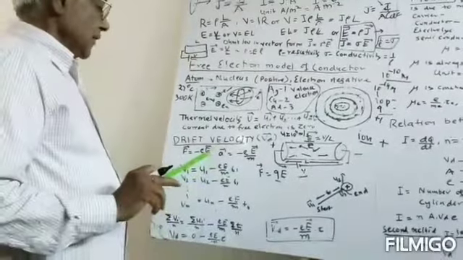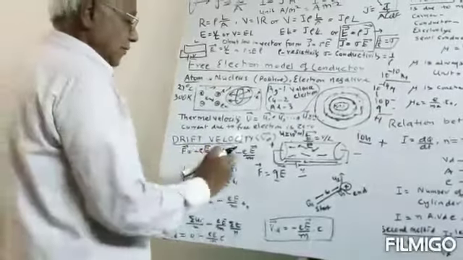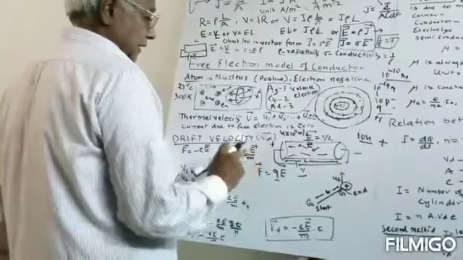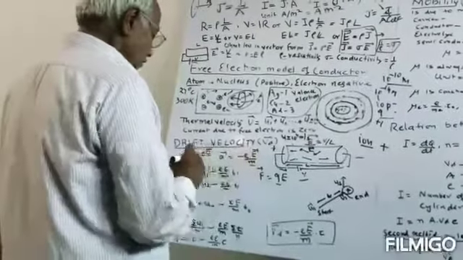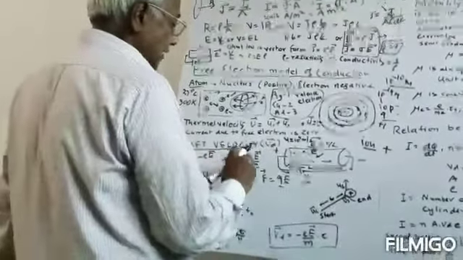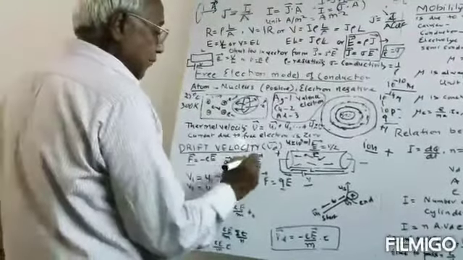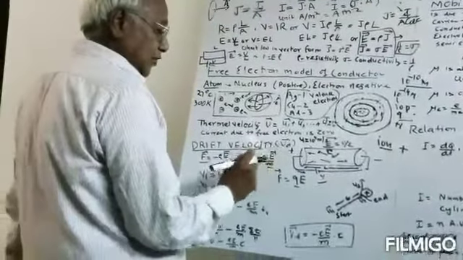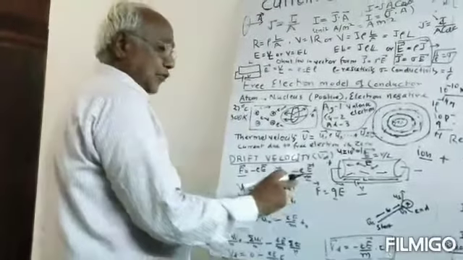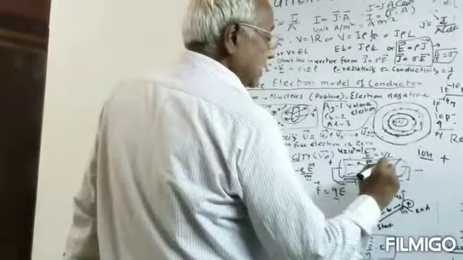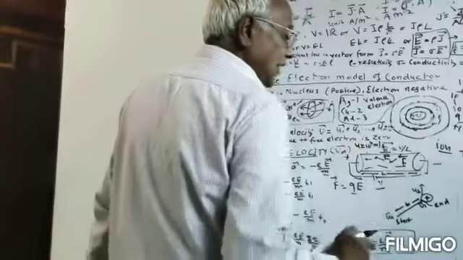Due to this force, there will be acceleration, and acceleration is equal to force divided by mass. So the acceleration will be equal to minus eE divided by m, where m is the mass of the electron and e is its charge. The direction of force will be opposite to the direction of the electrical field due to the negative sign, because the charge of the electron is negative. So the force on the electron will be in this direction, opposite to the electrical field.